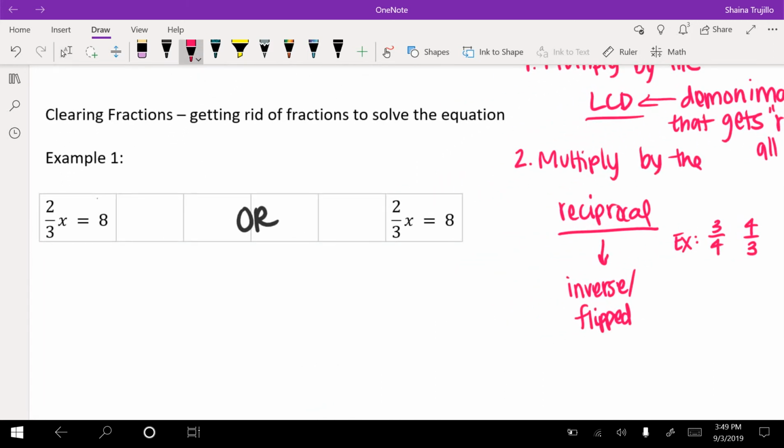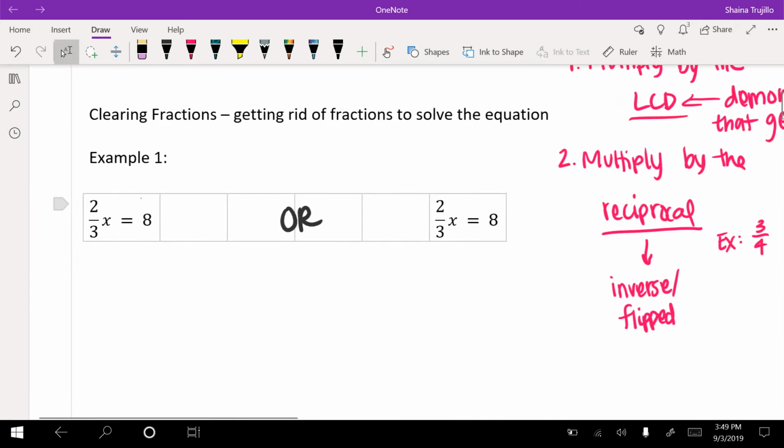Let's do the first one. Okay, so let's do the first way. Let's first multiply by the least common denominator. In this case, since I only have one fraction, it happens to be 3. So I'm going to multiply by 3. What I do to one side, I also have to do to the other.